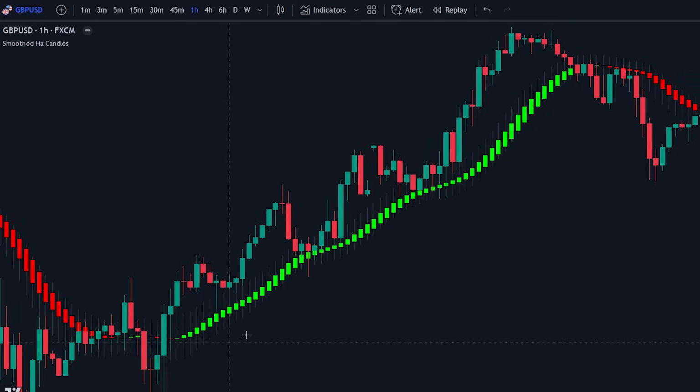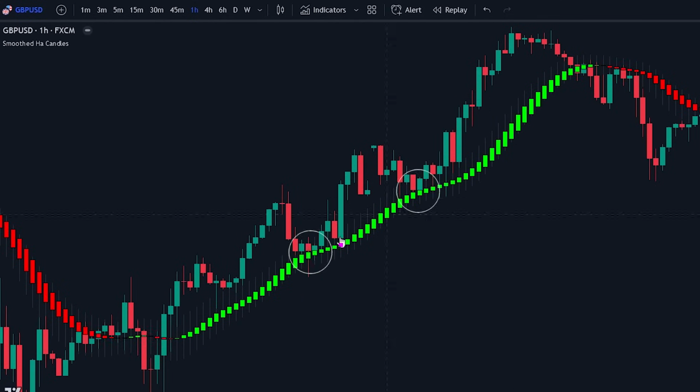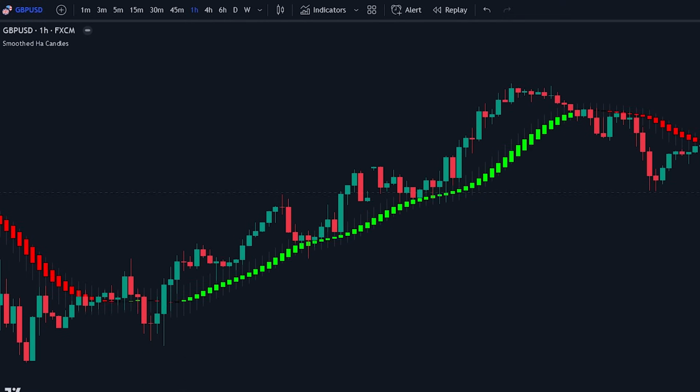In this case, we see that the market is currently in an uptrend because of the green smooth candlesticks. However, during this uptrend we can see that the price made multiple pullbacks to the smooth Heiken Ashi candlesticks. Once these pullbacks were made, the price continued in the upward direction, showing us how the indicator can be used to spot support and resistance zones.